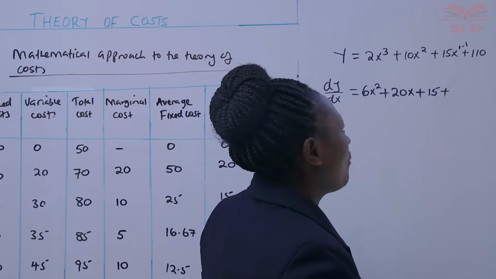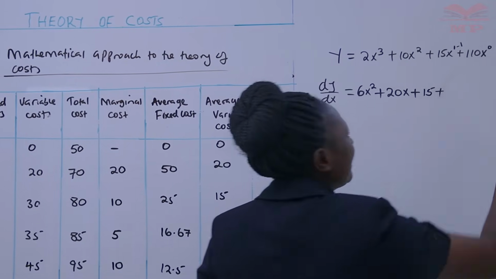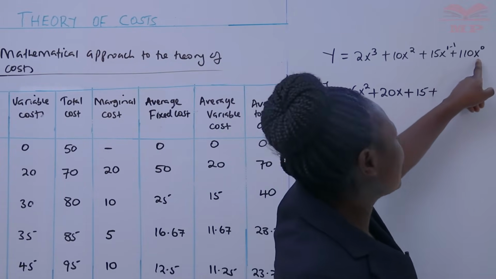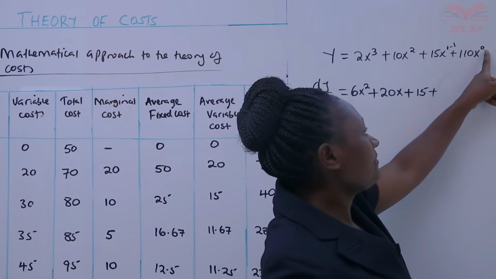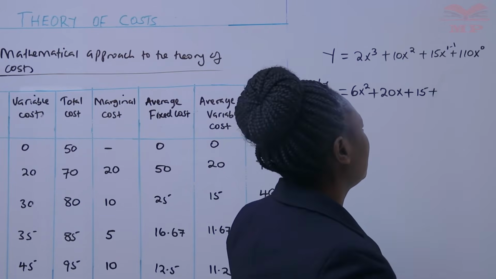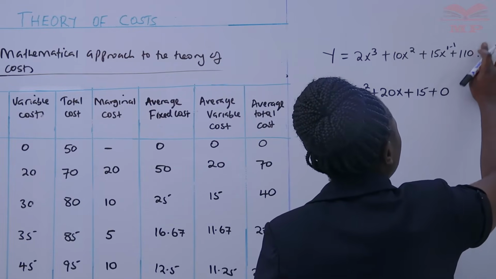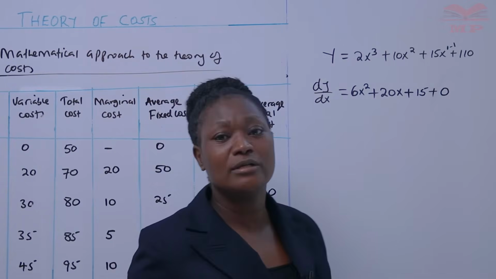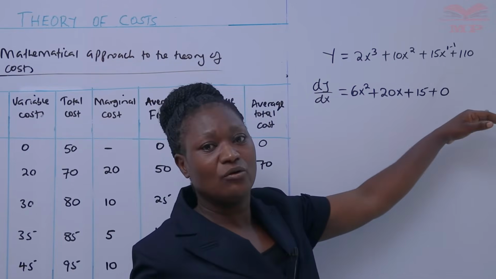110. 110 is a constant, and this simply means it has an unknown that is raised to a 0. So when we have an unknown which is x that is raised to power 0, in differentiation we are taking the power which is 0, then multiply that 0 by the constant. The answer will just be 0. So whenever you've been given a constant, just put a 0 because it means it has an unknown that is raised to power 0. So whenever we differentiate a constant, the answer is always 0.